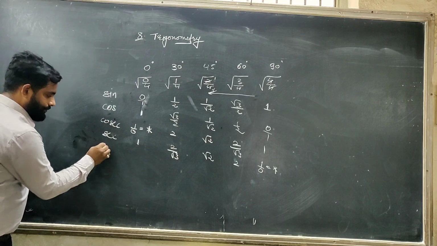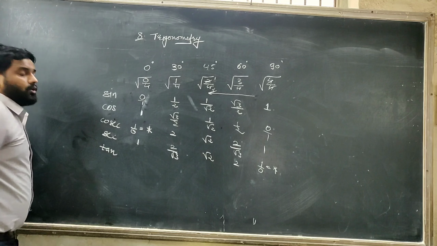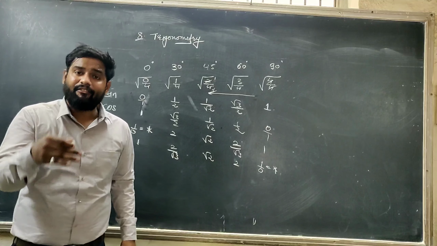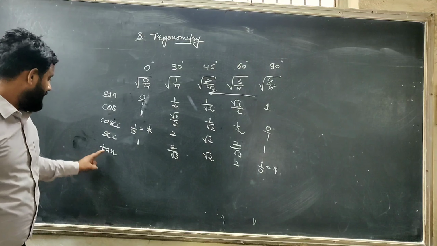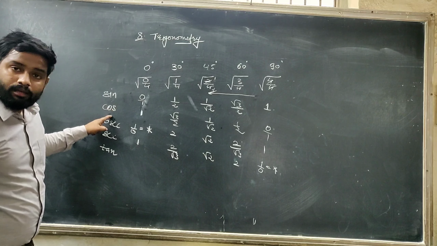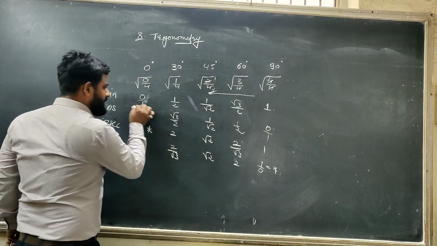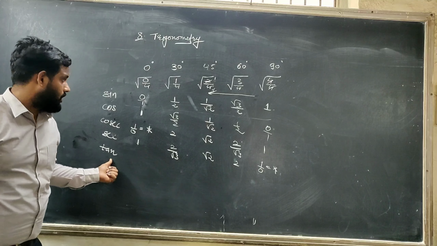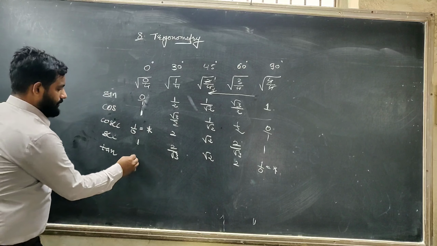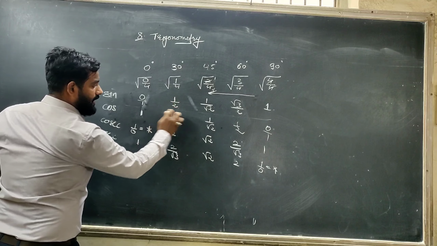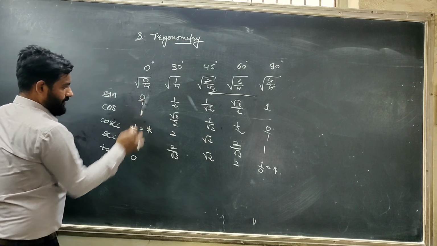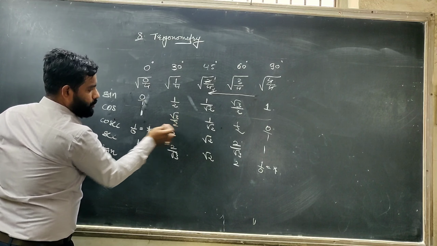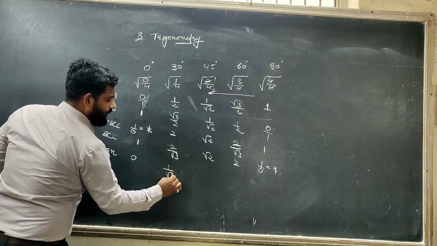Now there is tan. You know that tan has a separate formula in terms of sine and cos. Tan is equal to sine by cos. So just put down the imaginary division here for getting tan, because tan is sine by cos. So 0 divided by 1 will give you 0. 1 by 2 divided by root 3 by 2, the 2 gets cancelled. You will get 1 by root 3.